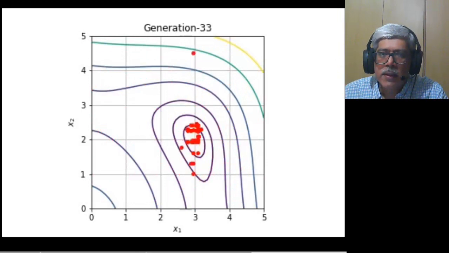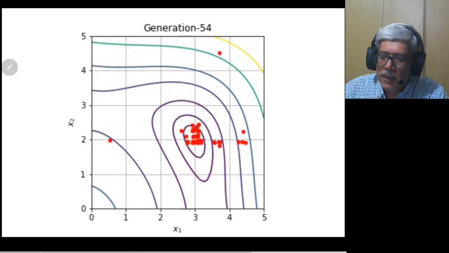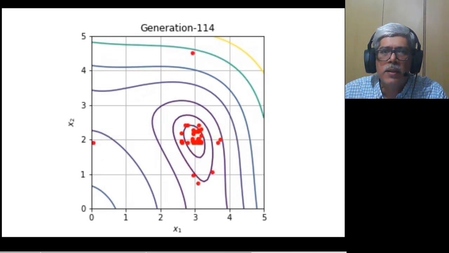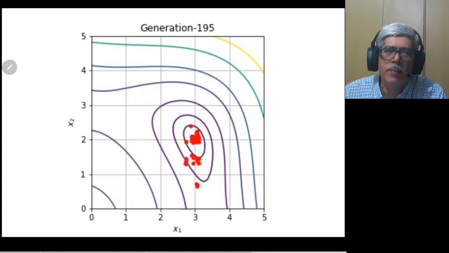So in this case, as you can see, the number at the top gives you the generation number, and as the generation progresses, you will find that most members of the population are concentrated near the global minima, and there are a few outliers, mostly because of the mutation.